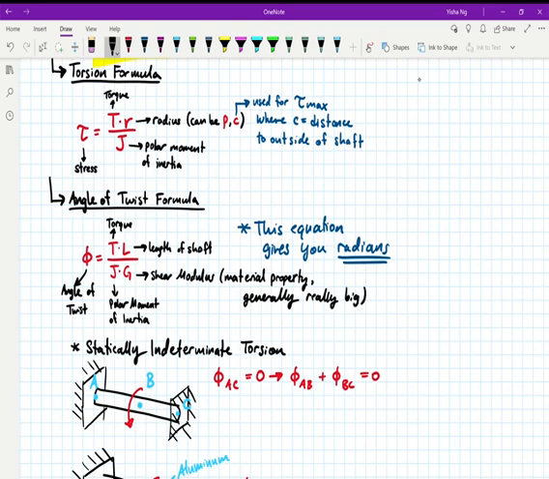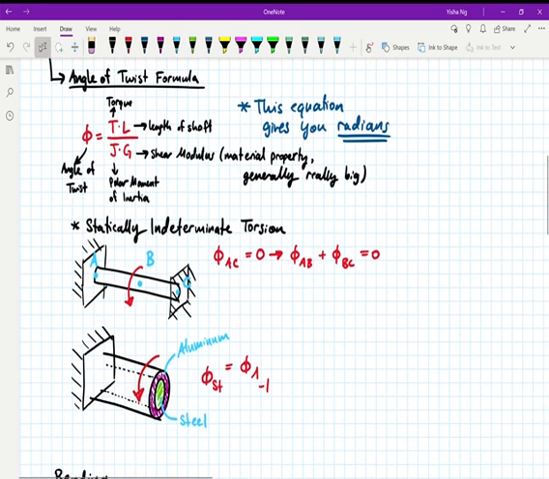And if you remember Young's modulus from before when we were doing normal stress, it's a similar type of value. Just remember that this is a material property. You usually will not need to find it. It should be given to you in most cases. Also keep in mind that the angle of twist formula gives you radians. So if you're looking for degrees, you're going to have to convert from radians to degrees.